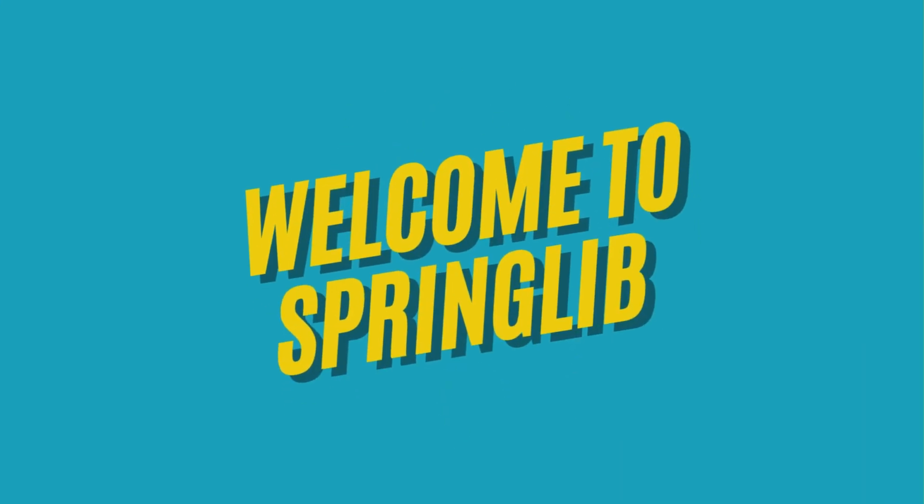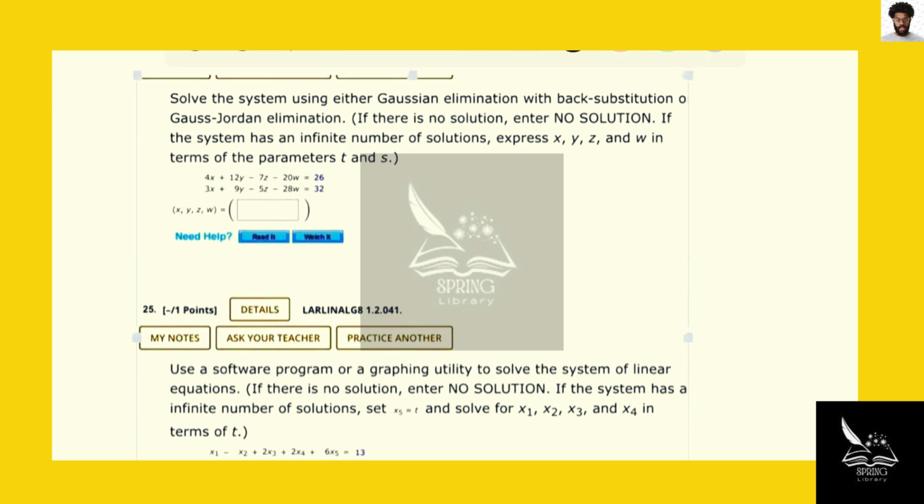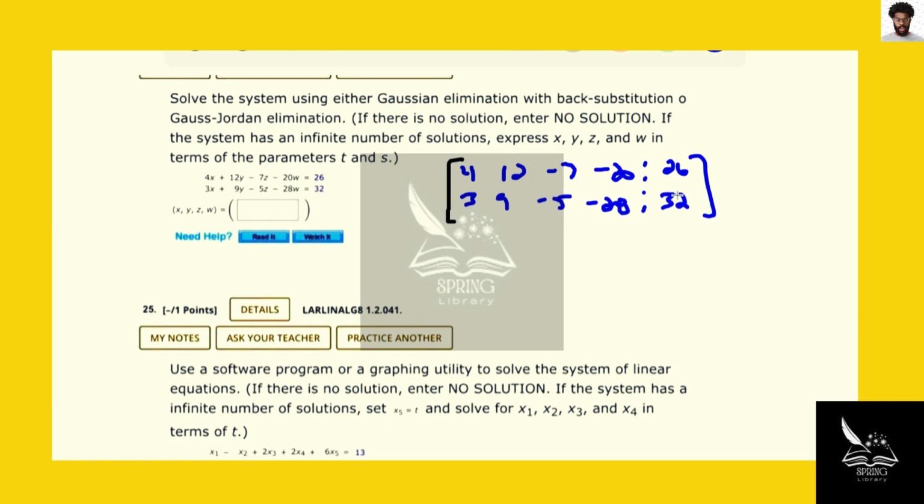Welcome to Spring LIB. We want to solve the system using either Gaussian elimination with back substitution or Gauss-Jordan. So let me get this into an augmented matrix. I'll do Gauss-Jordan. We've got the elements 4, 12, -7, -20, augmented with 26, and 3, 9, -5, -28 with 32.